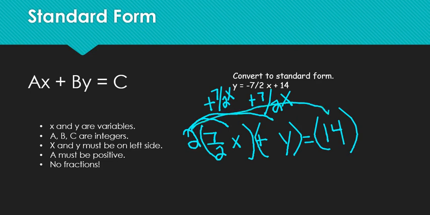So, 2 times 7/2 x will leave me with 7x, because those 2's will cancel out. 2 times y will leave me with plus 2y. And 2 times 14 will leave me with 28. And that is in standard form.